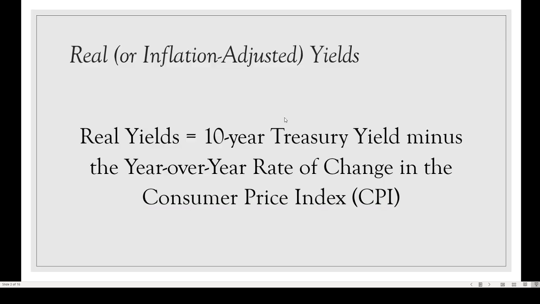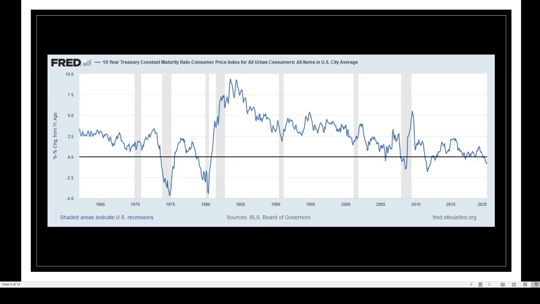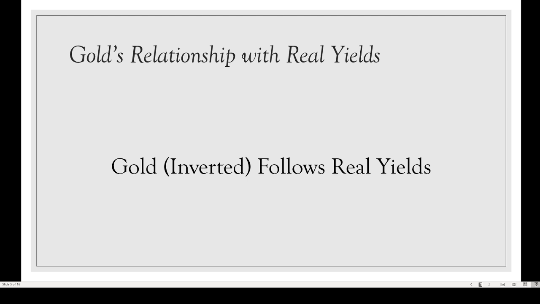So what does gold follow? It follows real or inflation-adjusted yields. And real yields are equal to the 10-year Treasury yield minus the year-over-year rate of change in the Consumer Price Index. Here's a chart of real yields, and it might have you wondering, how does this compare to gold? Well, gold has a unique relationship with real yields. When you invert it on a price chart, you'll see it follows real yields.